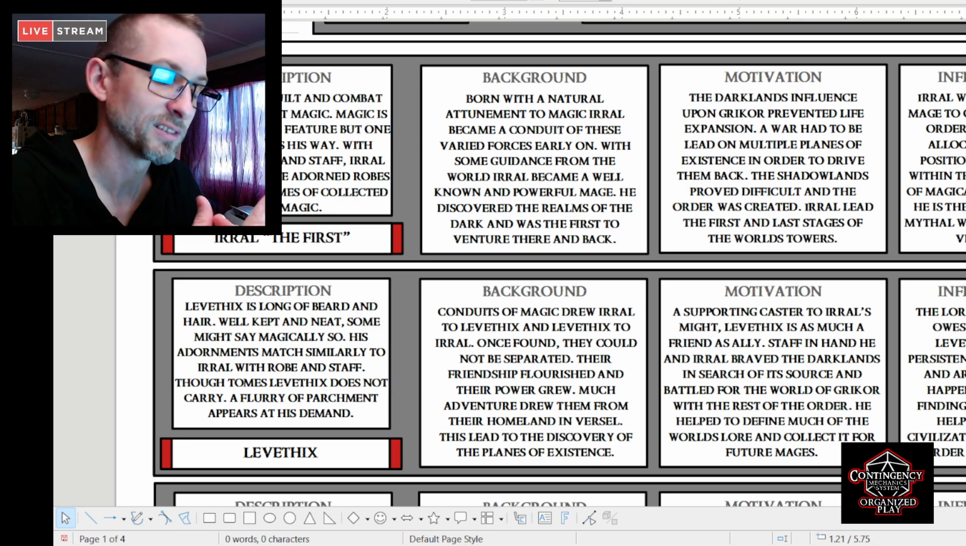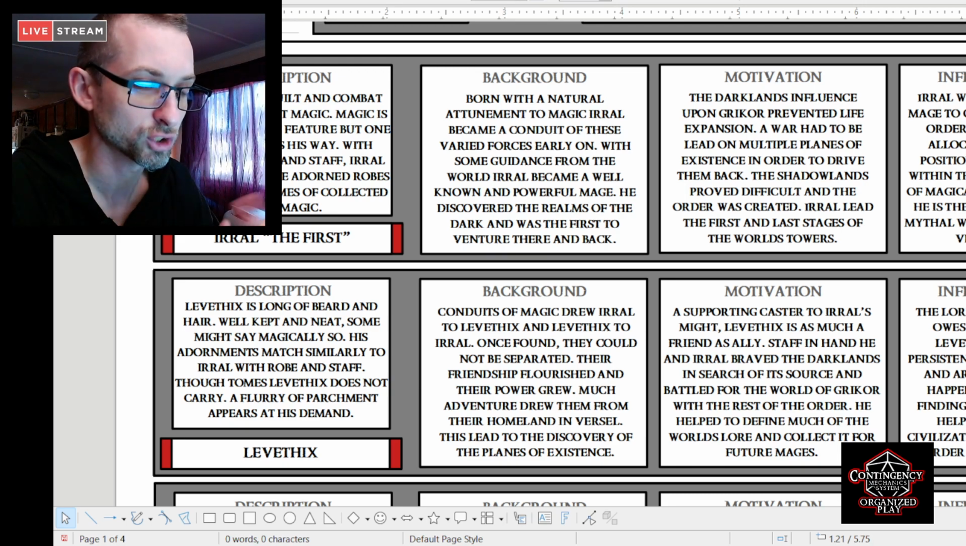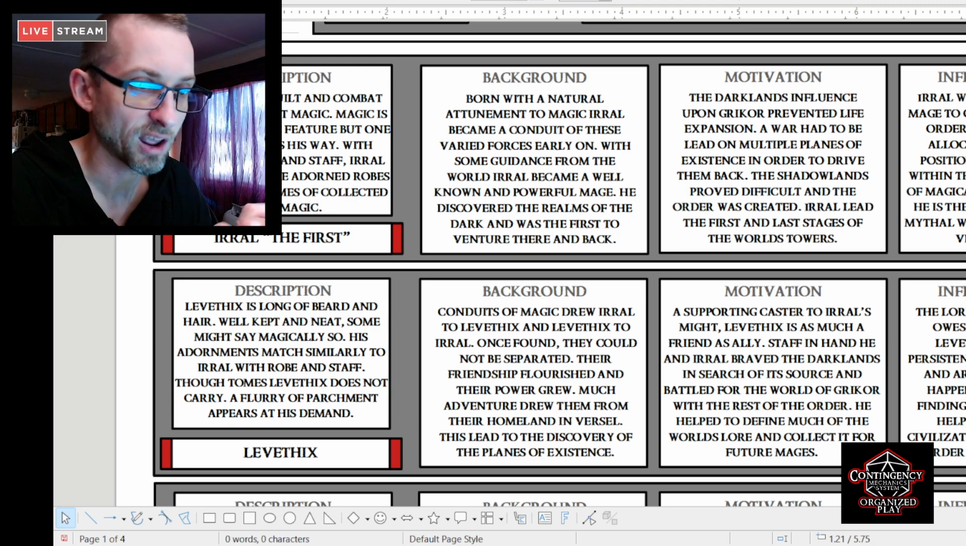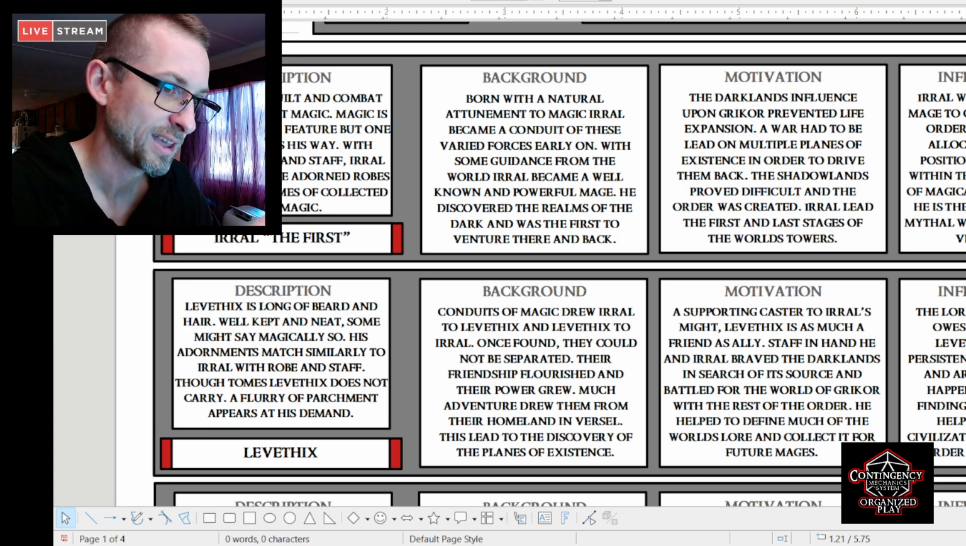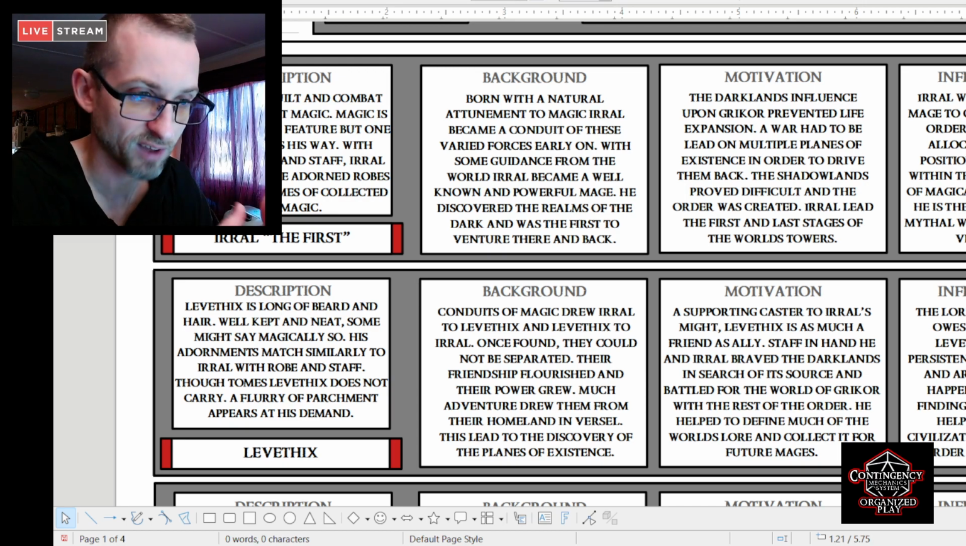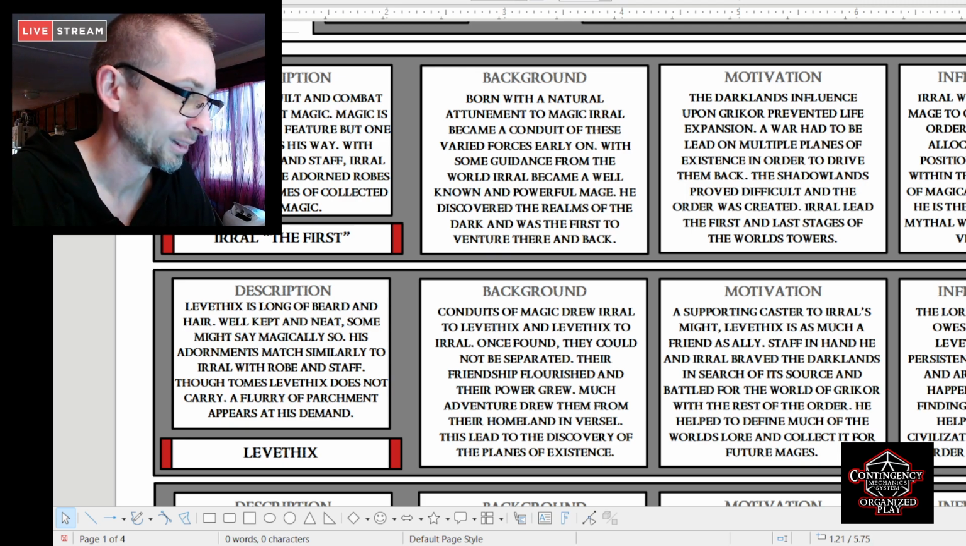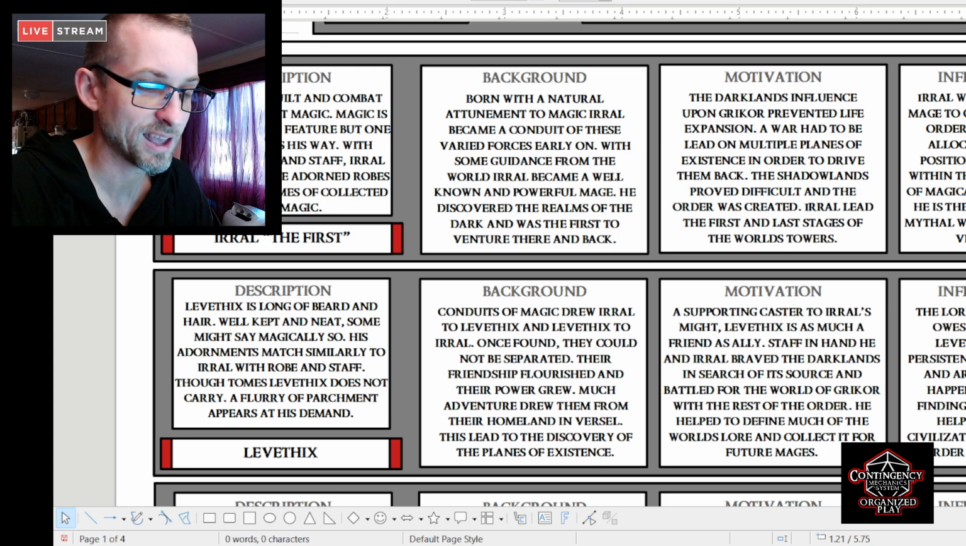And it is, in a way, an assistant to scribing down information. Perhaps a spell or a scroll appears and rolls parchment, scribes things upon it, and then disappears. An effect that a mage, like Levithix, would be using in this instance. So I said Levithix is long of beard and hair, well kept and neat, some might say magically so. Adding some tidbits of story. His adornments match similarly to Aral with robe and staff. Though tomes Levithix does not carry, a flurry of parchment appears at his demand, should he need it. Describe these lists and such of all of this information that he has been keeping is all within these random pages.